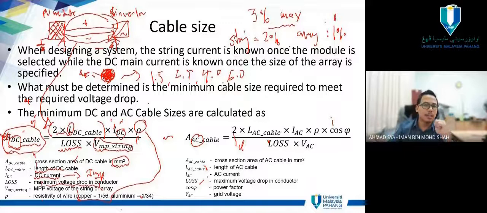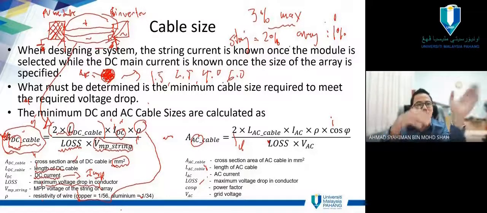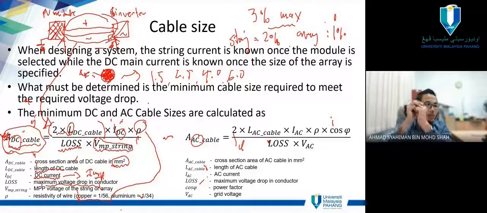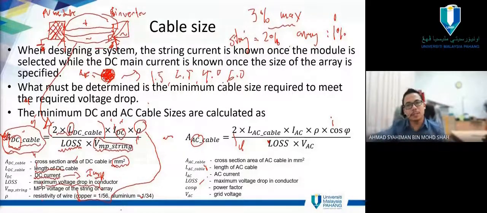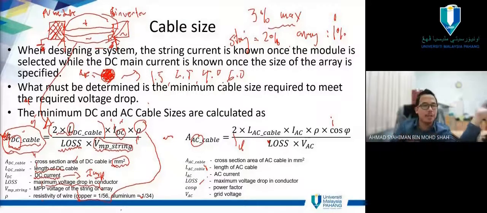Itu maksudnya. So kalau pengiraan in the question they are asking you a very typical case, they don't mention we have string cable, we have array cable, then you calculate satu je. Tapi biasanya contoh dalam assignment, saya purposely design kena ada string dan juga array. Contohnya string cable length dia 30 meters, array cable 20 meters. So you need to calculate separately lah. String cable satu, array cable satu.